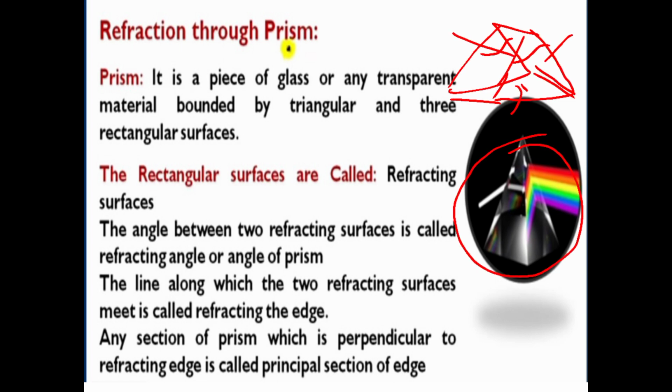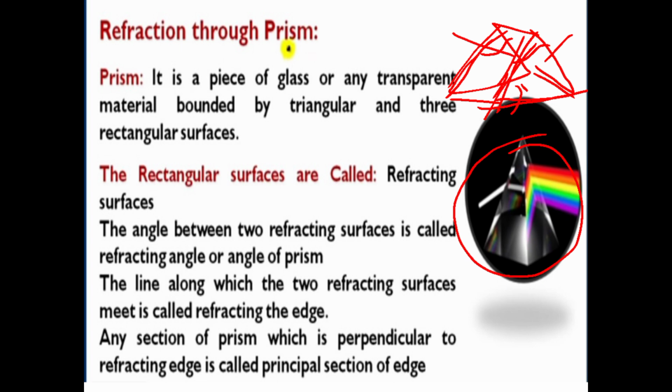The line along which 2 refracting surfaces meet is called the refracting edge. And any section of prism which is perpendicular to the refracting edge is called the principal section of the prism. The line along which 2 refracting surfaces meet, here 2 refracting surfaces meet. This is the edge.